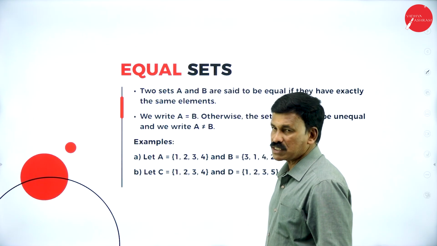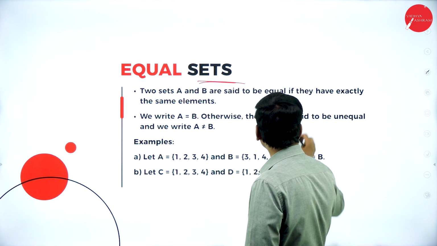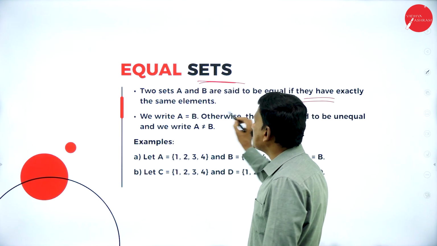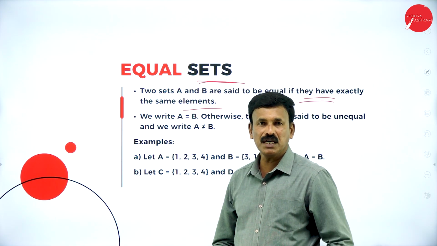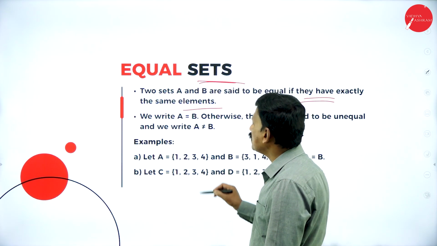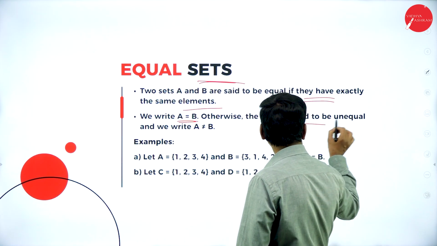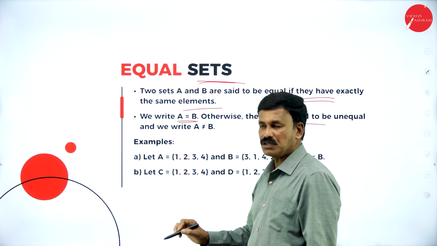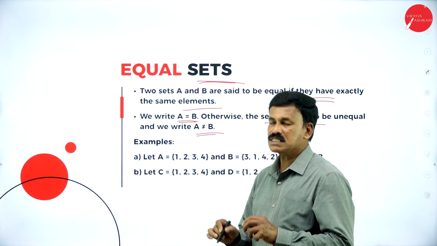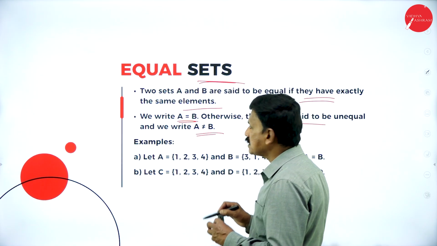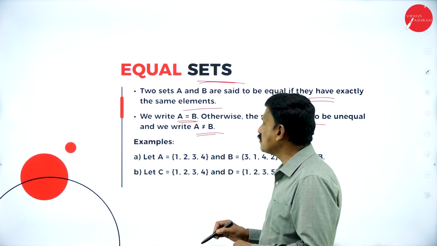Now, equal sets. What are equal sets? Two sets A and B are said to be equal if they have exactly the same elements. So, we can denote this as A is equal to B. Otherwise, the sets are said to be unequal, not equal, and denoted as A is not equal to B. If two sets have exactly the same number of elements and the same type of elements, then they are called equal sets, otherwise they are not equal.